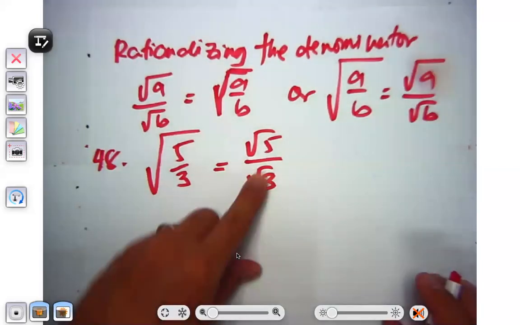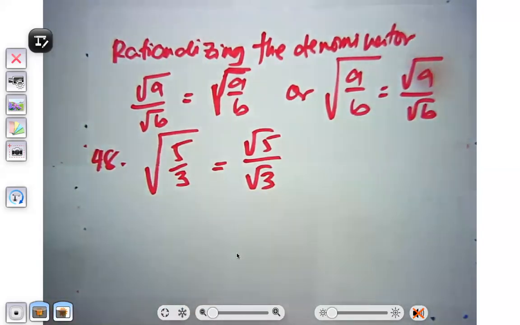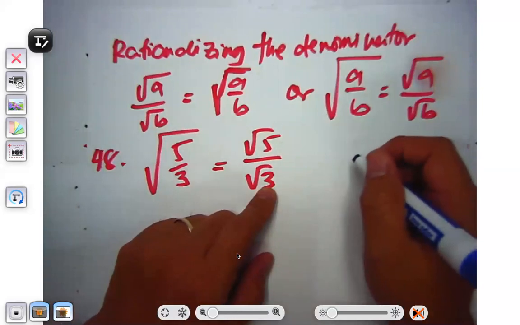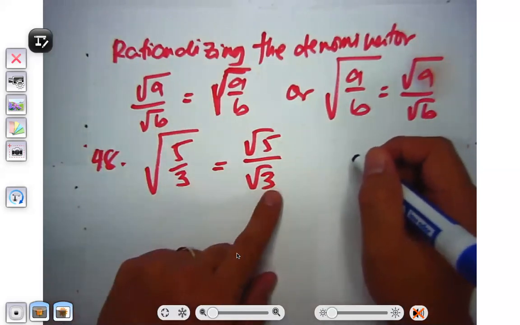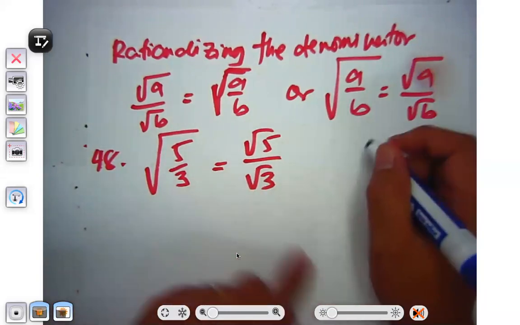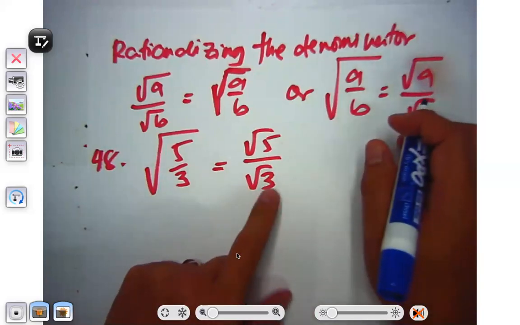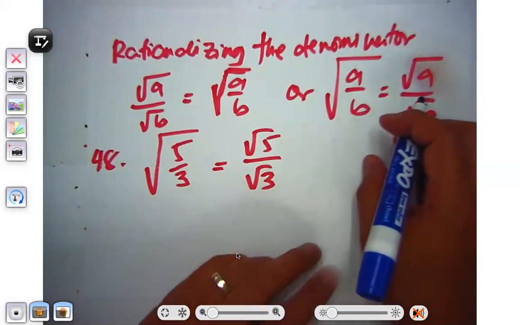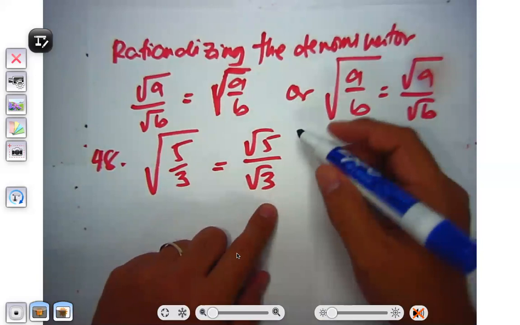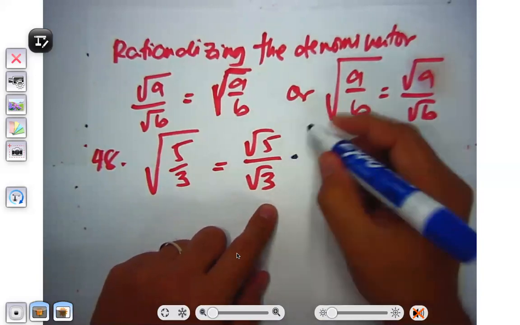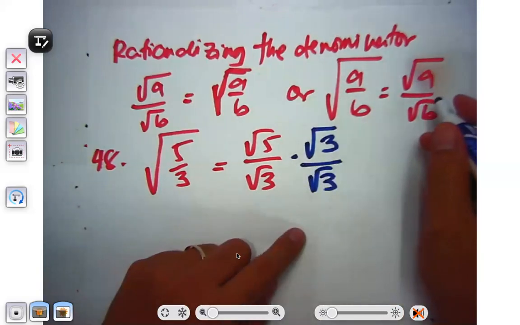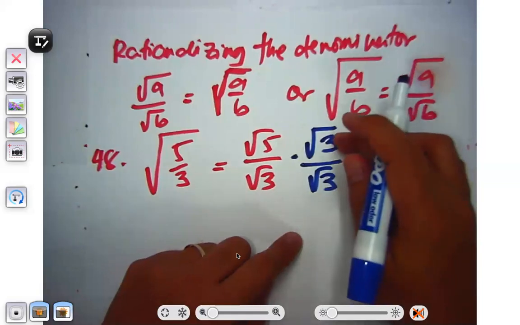We must get rid of the radical here, and we can do that by thinking of a number to be multiplied to 3 so that it becomes a perfect square. And usually we think of that number itself, right? 3 times 3 is equal to 9, but it's not always the same number. Just think of the smallest number to be multiplied to 3 to make it a perfect square, and that is 3. 3 times 3 is equal to 9. Therefore, we multiply the numerator and denominator by square root of 3 over square root of 3.